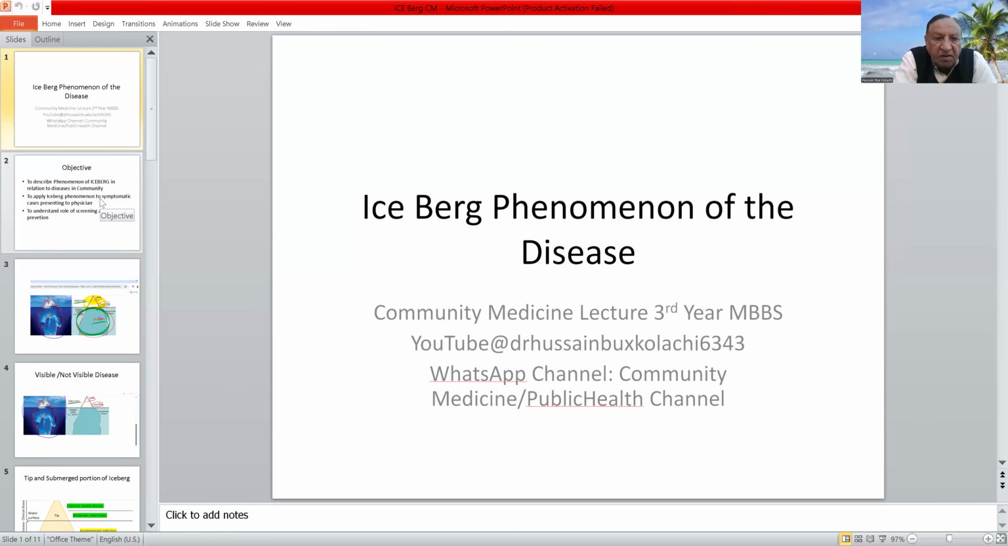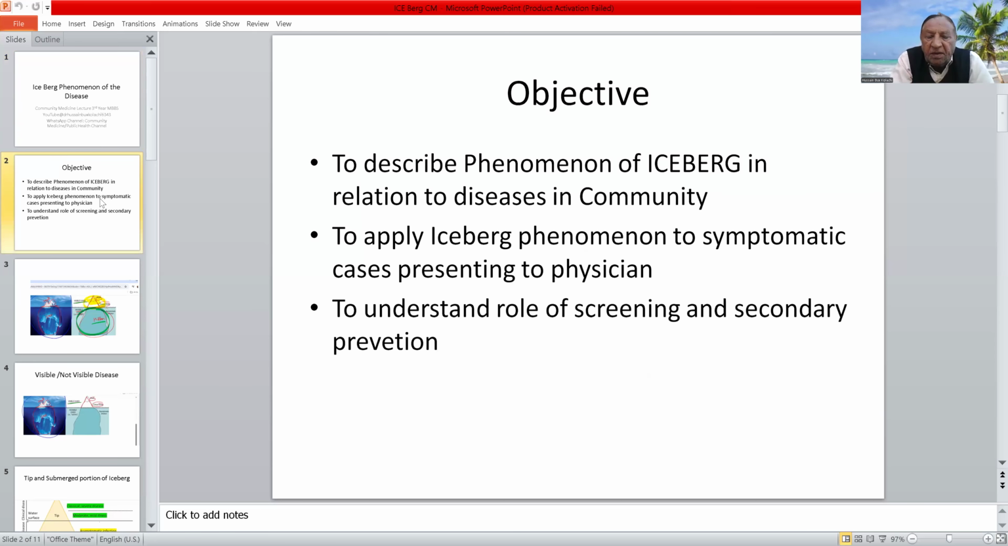So the objectives of the lecture are to describe the phenomena of iceberg in relation to diseases in community medicine, to apply the iceberg phenomena to symptomatic cases presenting to the physician, and third, to understand the role of screening and secondary prevention.